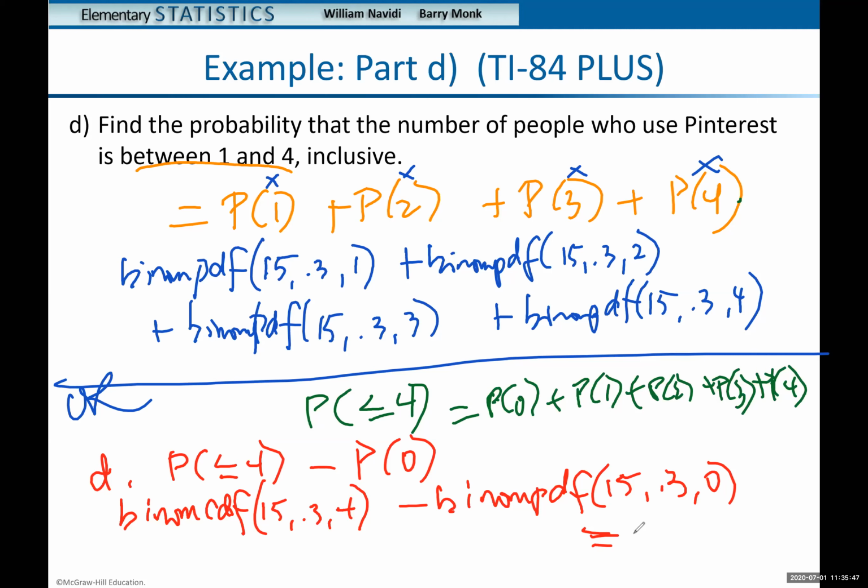Binom CDF 15, 0.3 and 4 minus binom PDF 15, 0.3 and 0, and you'll be able to get the answer. Yes, that's correct. 0.15107.